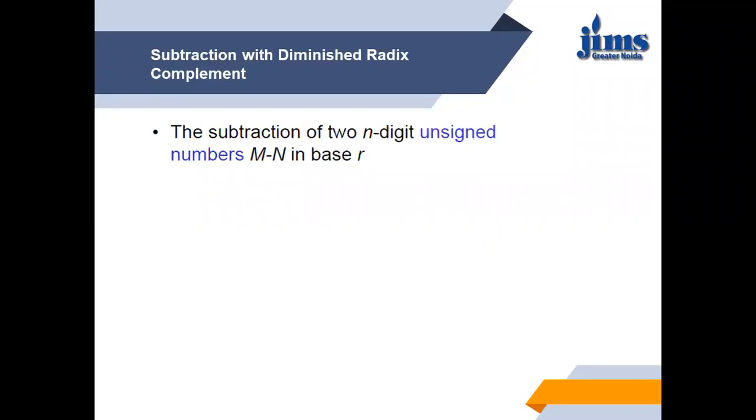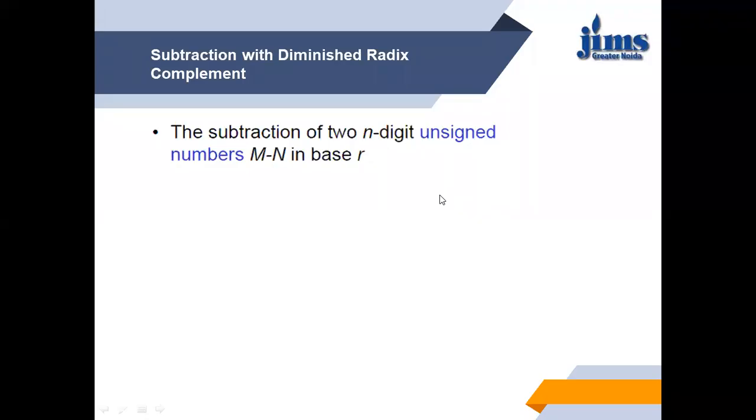The subtraction of two n-digit unsigned numbers. Unsigned I'm saying because I have considered that all numbers are positive. We have not considered that any number is negative. So we are considering the unsigned numbers 0 to 9, like this. Means on the negative axis there is no number. We'll discuss in the next topic what the unsigned numbers are.